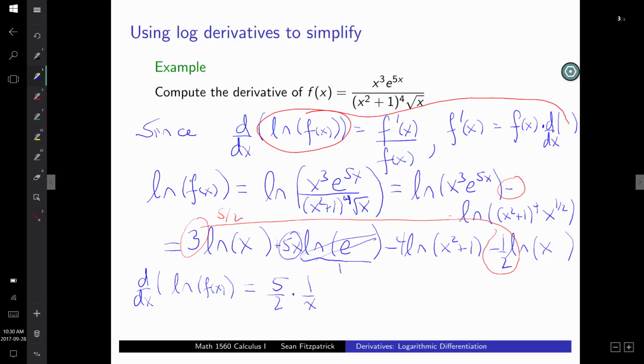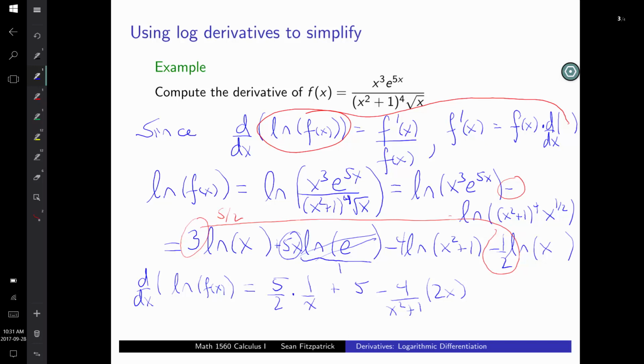Here I just take the derivative of 5x, which is simply 5. And here I take 1 over my function, and then I have to multiply by the derivative of x squared plus 1, which is 2x, right? That's a pretty straightforward derivative to take.